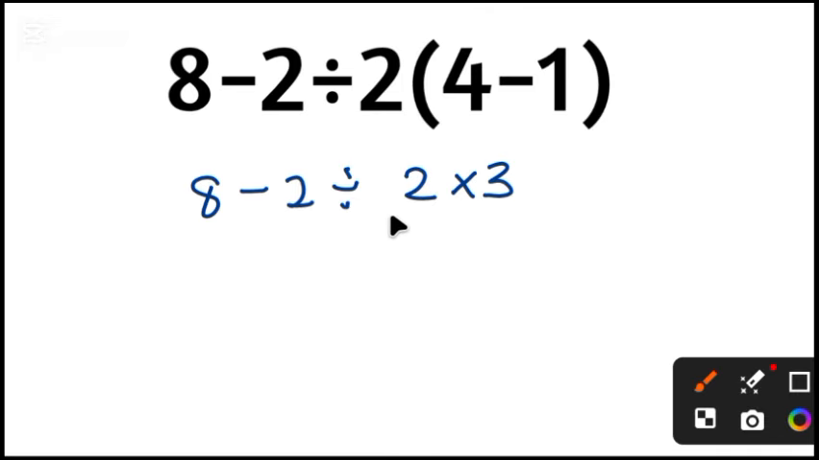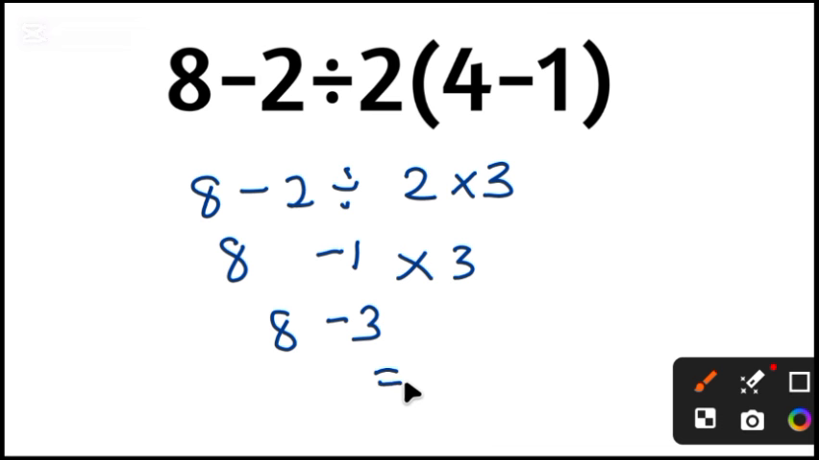Minus 2 divided by 2 will give us minus 1. So we bring down this 8, or bring down this multiplied by 3. Now minus 1 times 3 will give us minus 3. So we bring down the 8, and then 8 minus 3 will give us 5. So the correct answer to this equation is 5.